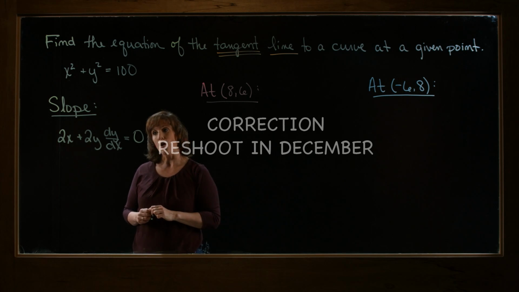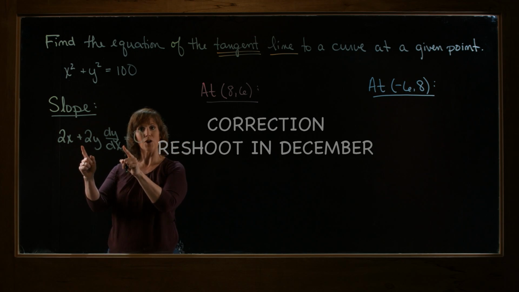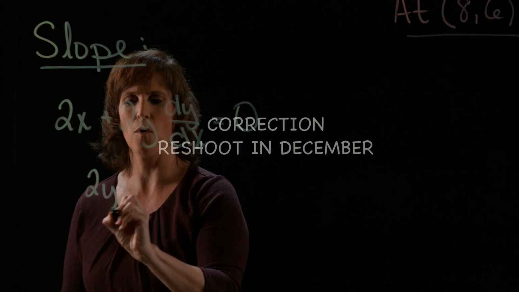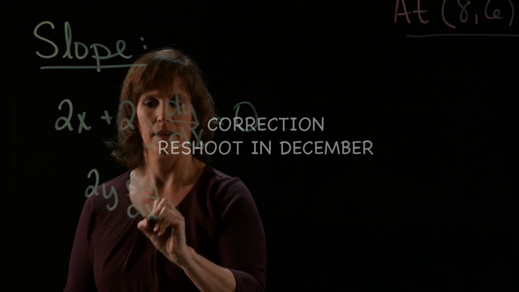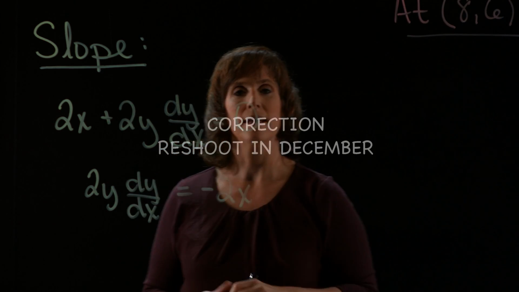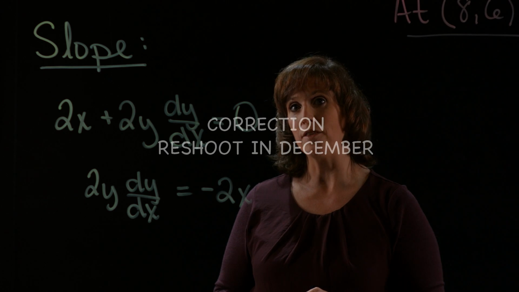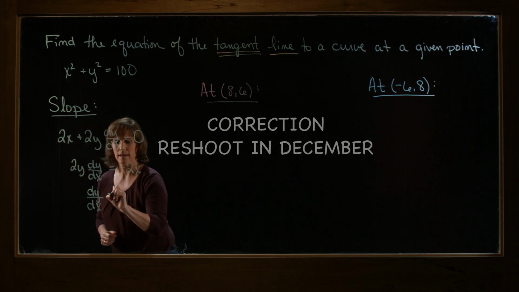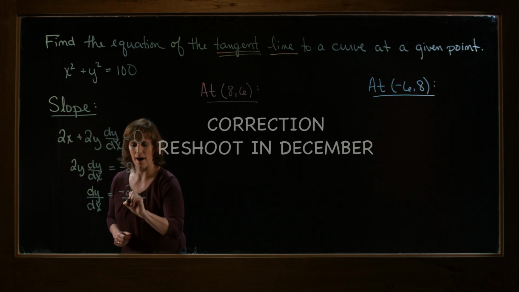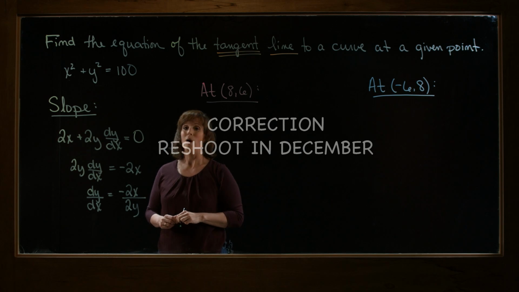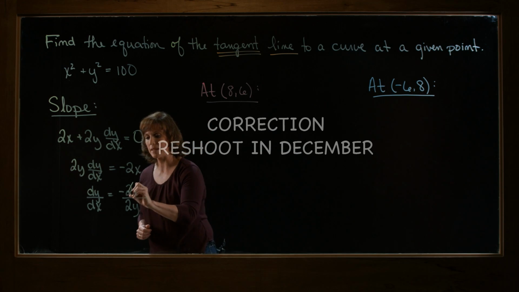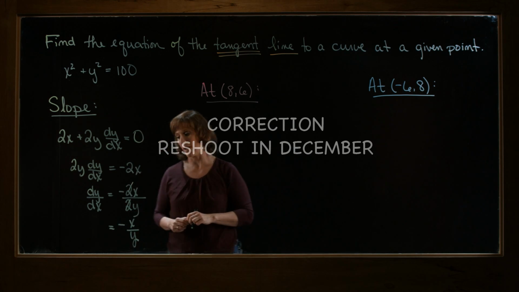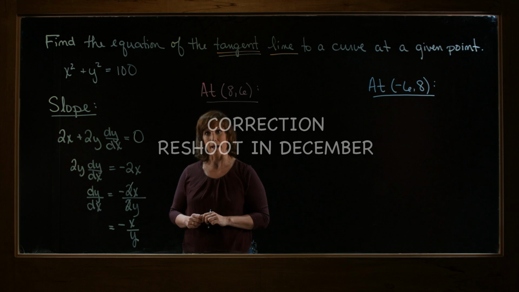So at this point, I need to solve for dy/dx. So I'll isolate the term that includes dy/dx on one side and move everything else to the other side. So I have 2y dy/dx equals negative 2x. Next, I'll divide both sides by the 2y so I can isolate my derivative. dy/dx equals negative 2x divided by 2y. One last thing, I can simplify by canceling my 2's. And the slope of the tangent line at any point along my curve is negative x divided by y.